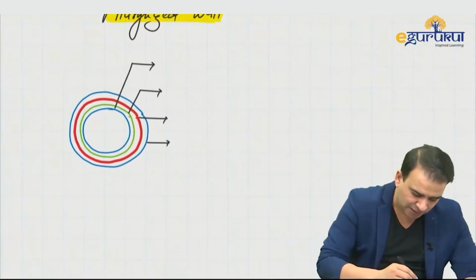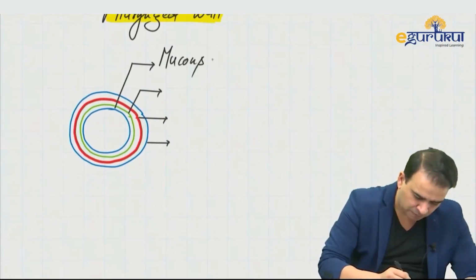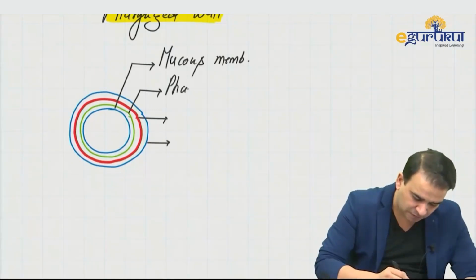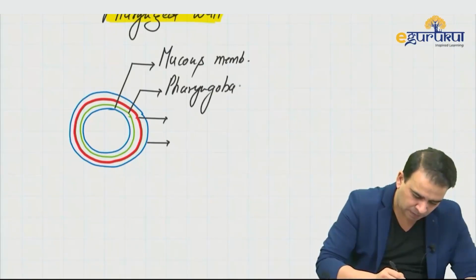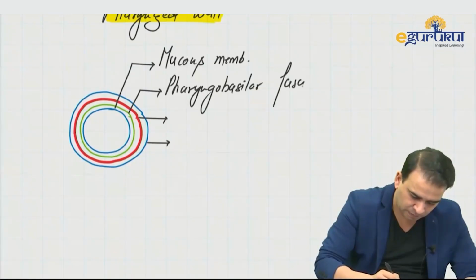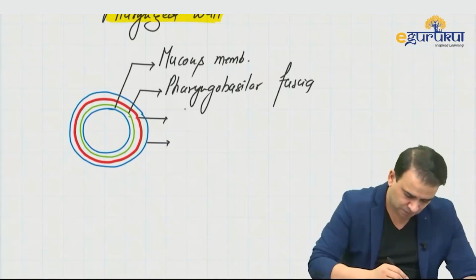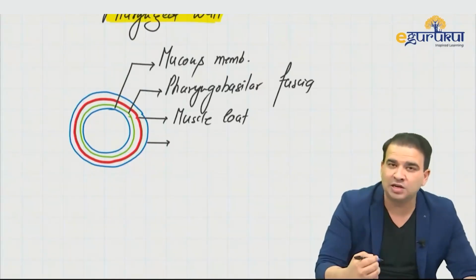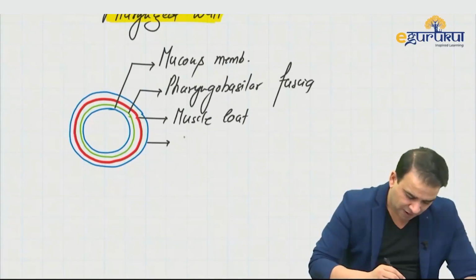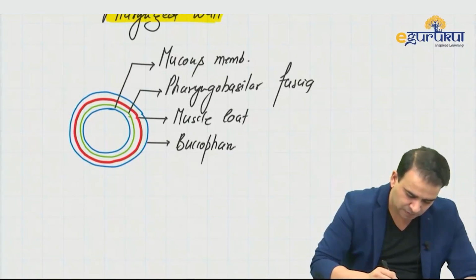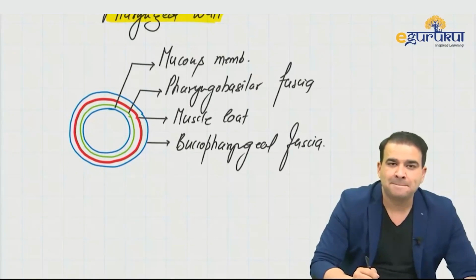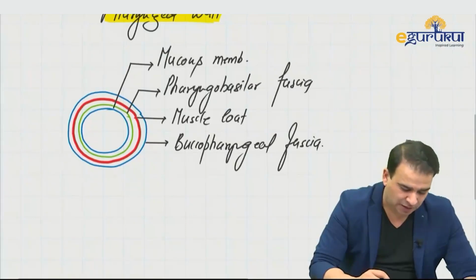As I said, the innermost layer is the mucous membrane. Outside the mucous membrane, that fascia is the pharyngobasilar fascia. Then we got the muscle coat. We have a circular muscle and longitudinal muscle. And then we have this fascia which is outside, that is buccopharyngeal fascia. So mucous membrane, pharyngobasilar fascia, muscle coat, and buccopharyngeal fascia.